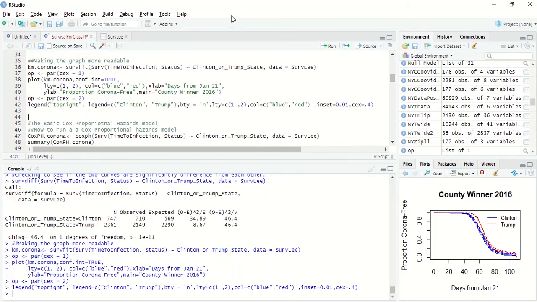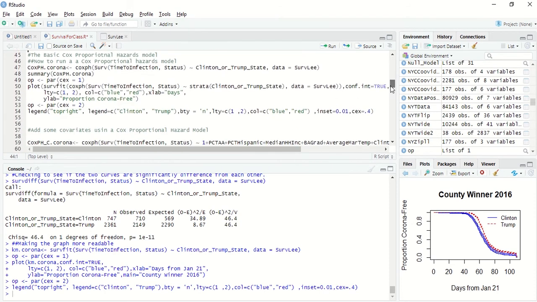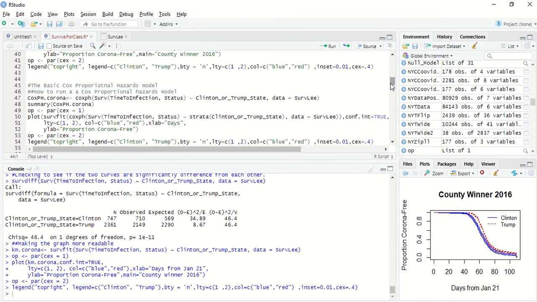Welcome back to Survival Modeling in R. We are now going to do a Cox proportional hazards model. And with just the same thing, we're going to do the Trump or Clinton state and the same data and everything else. I'll assume you've worked your way through to this point. If you haven't, you could still go back and load the data, and this should work on its own.